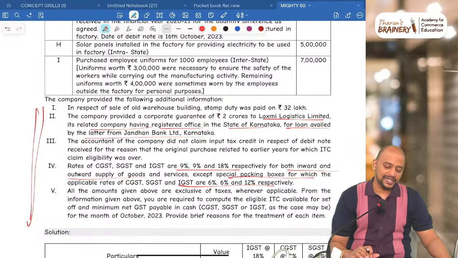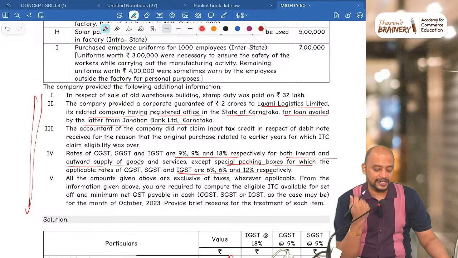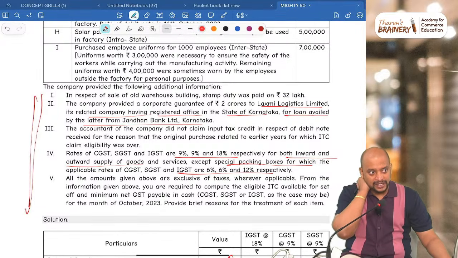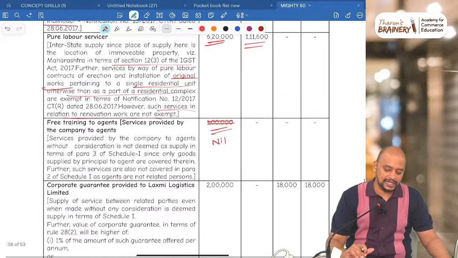So, and it is how much? 2 crores into 1%. 2 lakhs. And what is the nature of supply? Corporate guarantee. We don't have any provision related to this. Specific provision, general provision, location of recipient. Where is that? Karnataka. So intrastate supply, say this.